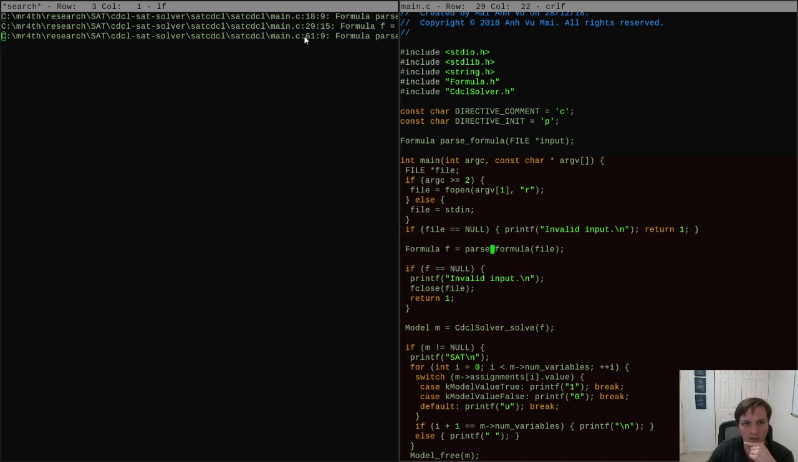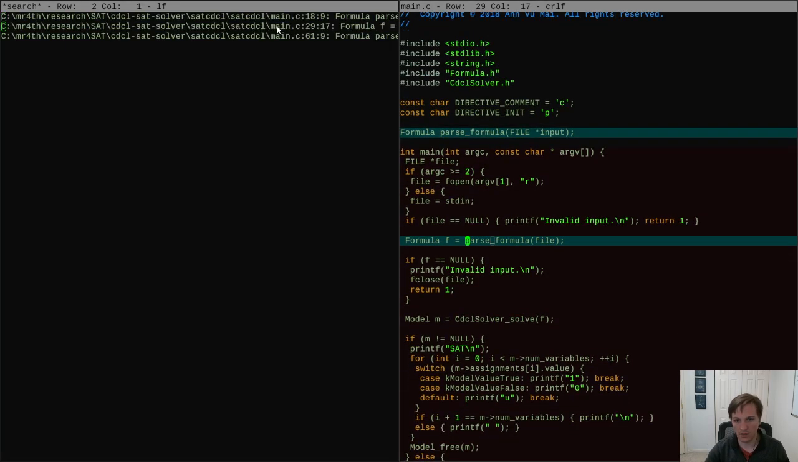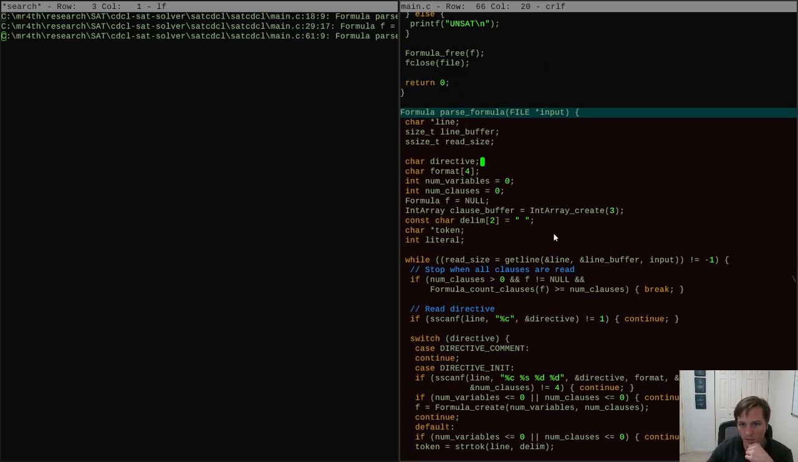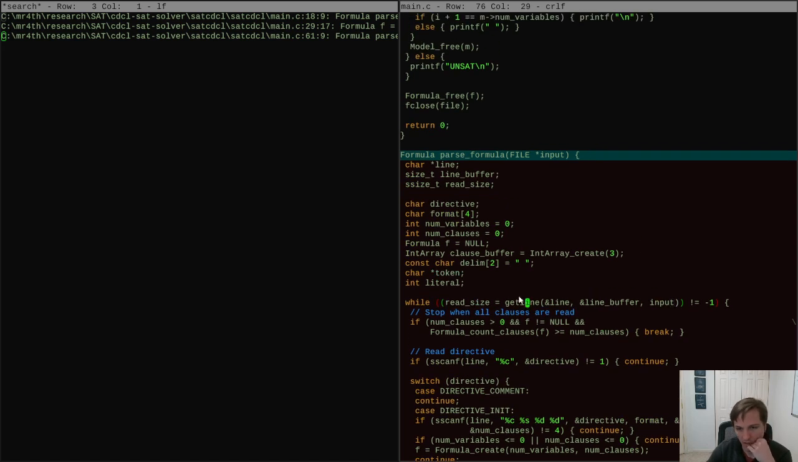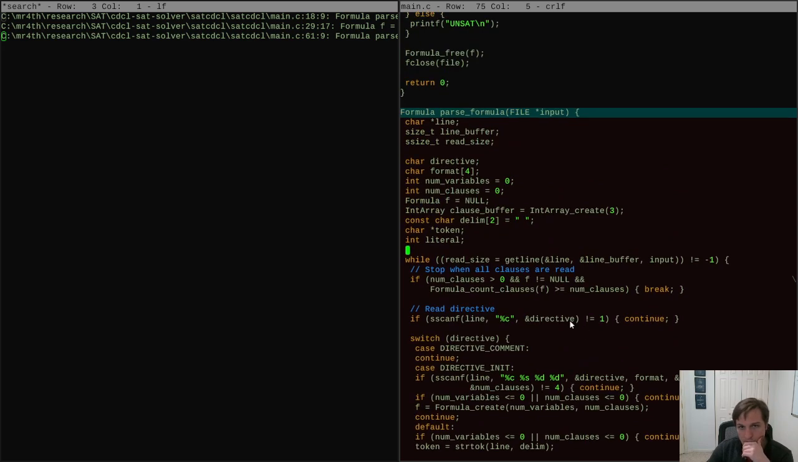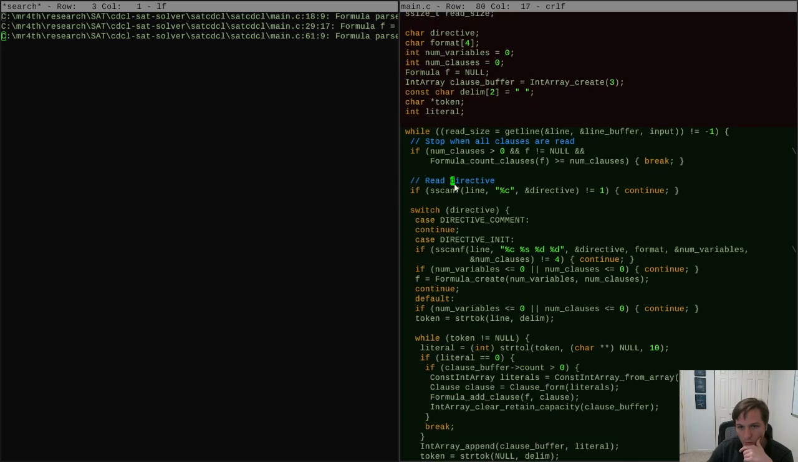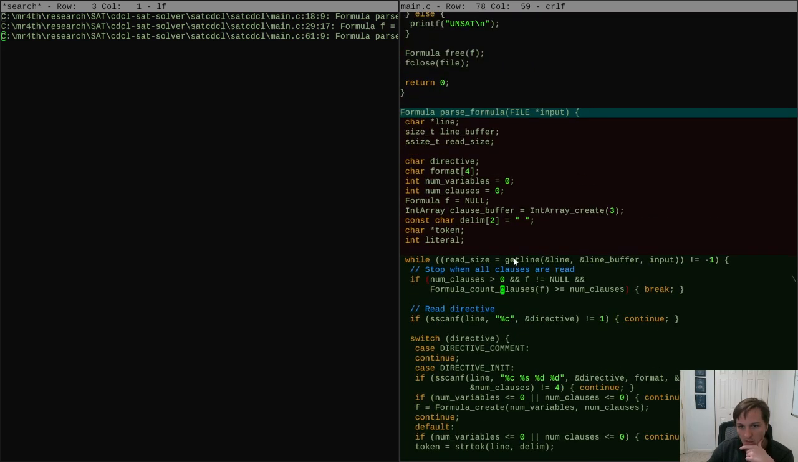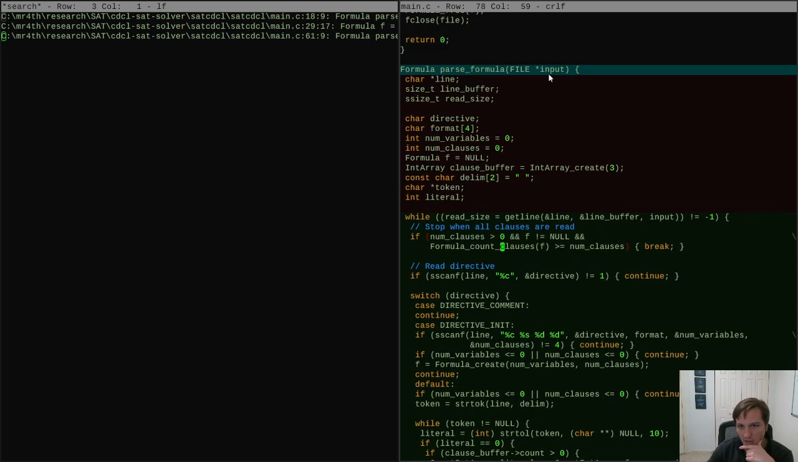So let's see. Parse formula, like I said, looks pretty important. And if we go into it, right in the heart of the parse formula function is this getline function, which is dependent on being on Linux. This is not C standard or something, because I can't build because of this function here. But this is probably doing something pretty important. It looks like maybe it's taking in a buffer as a file stream here, and then the line buffer is there.